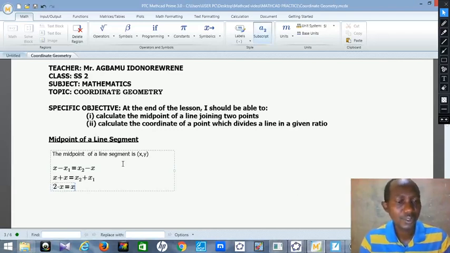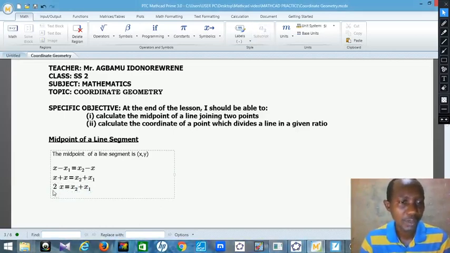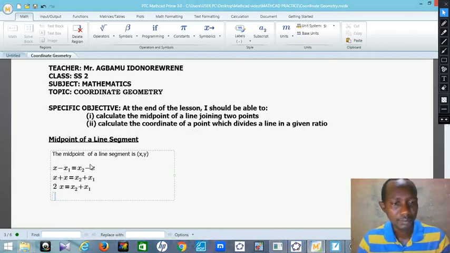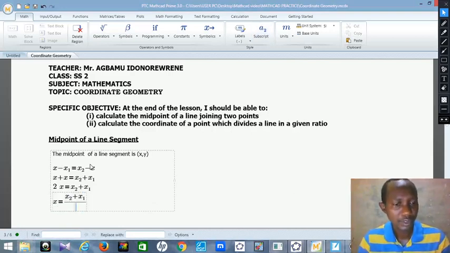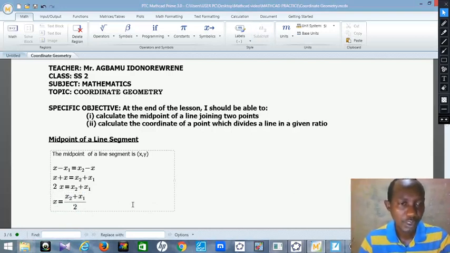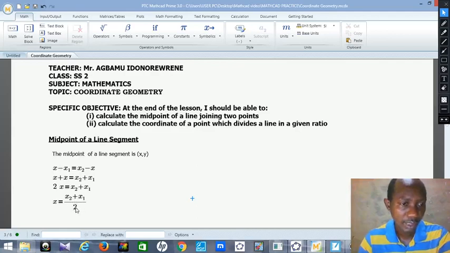So you have your x2 plus x1. Then the next stage of the calculation, we are dividing both sides by 2. So that will give us our final answer, which is x equals x2 plus x1 divided by 2. So this is the first coordinate in our calculation. So the coordinate of x is going to be x2 plus x1 divided by 2.